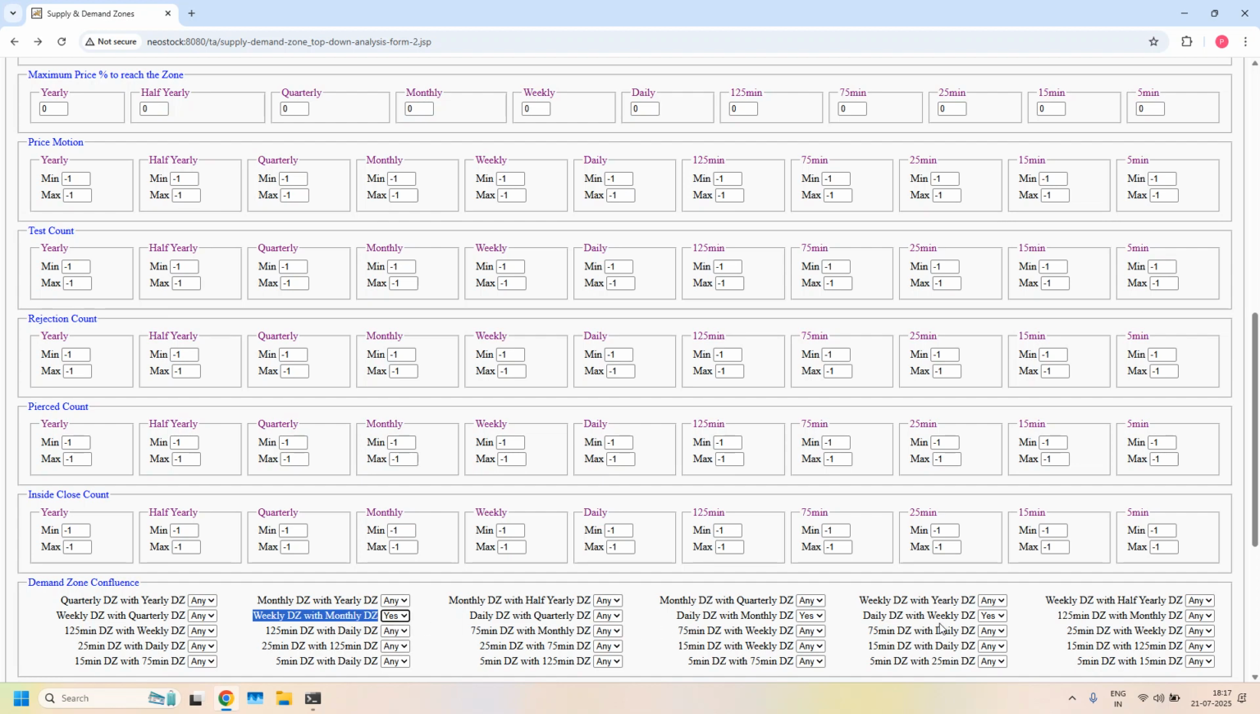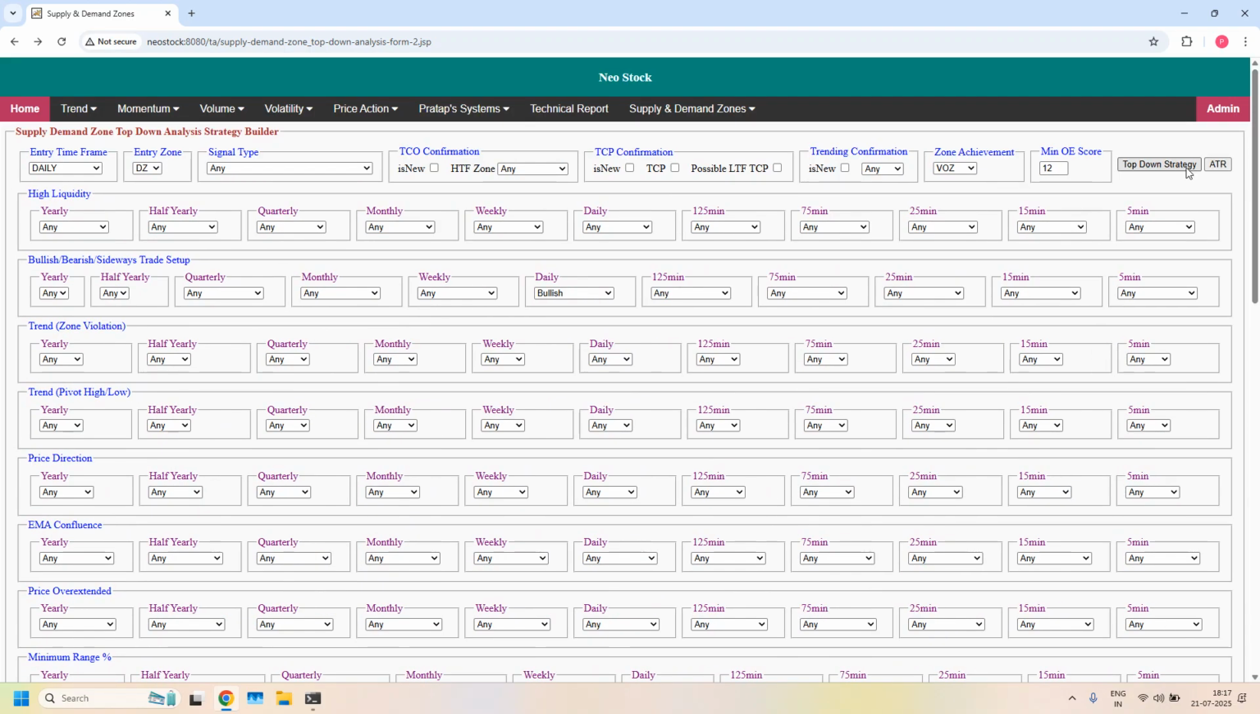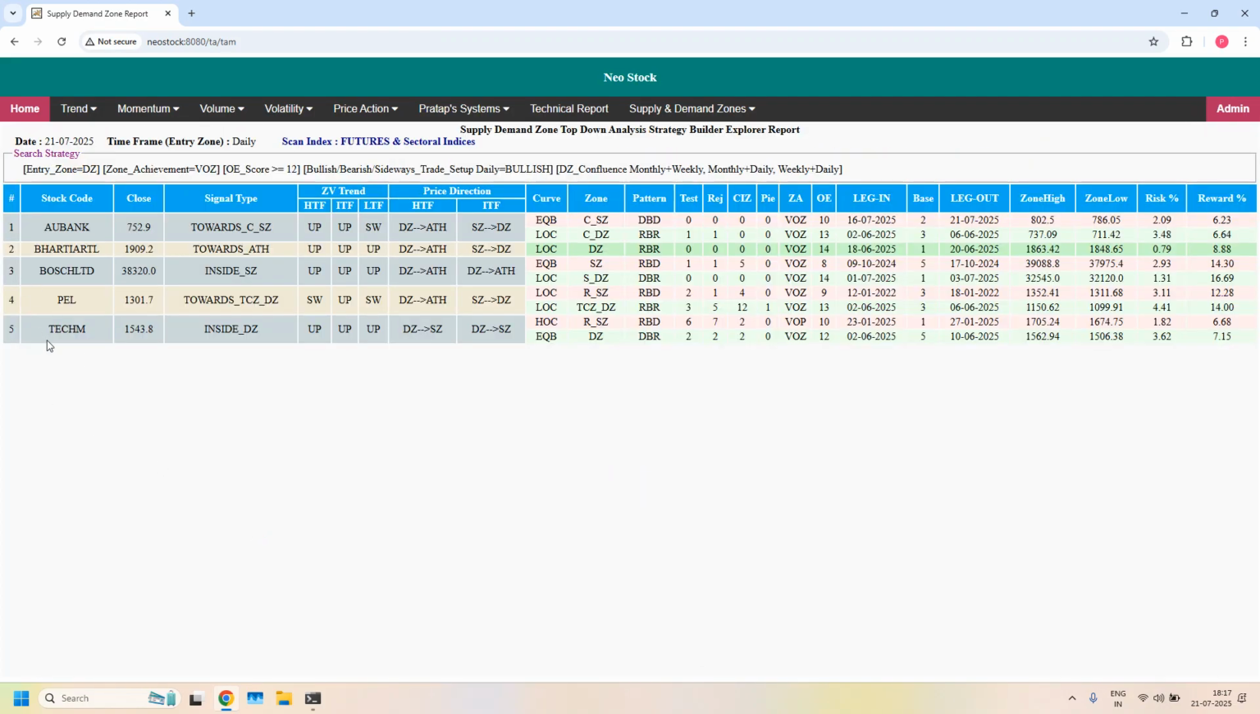If you set all the filters, daily, weekly and monthly, all 3 demand zones are overlapped with each other. Let's filter. Now we got 5 stocks. In all these 5 stocks, these daily demand zones are overlapped with the weekly demand zone, and both together are again overlapped with the monthly demand zone. See, all 3 are overlapped with each other.